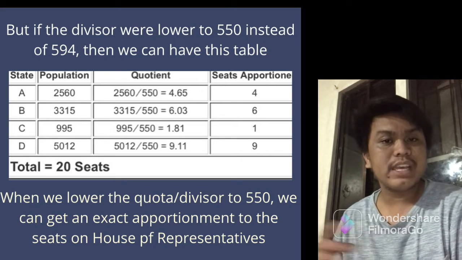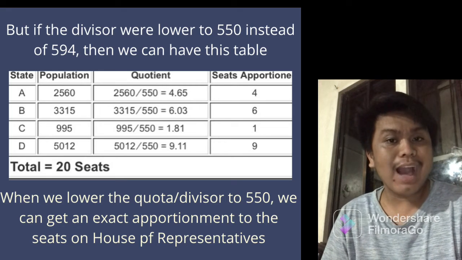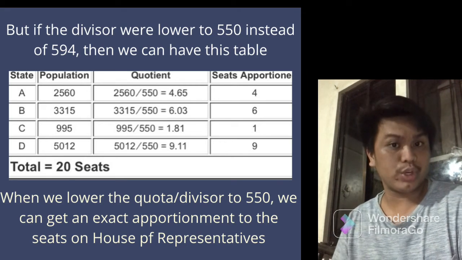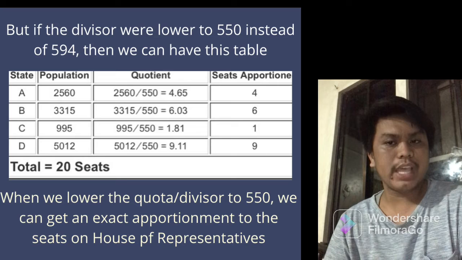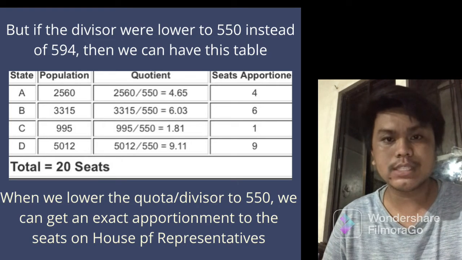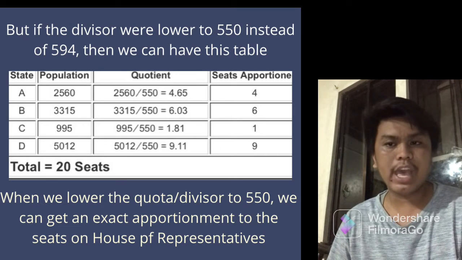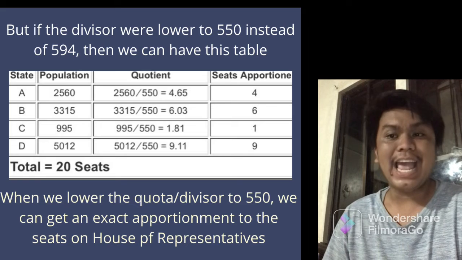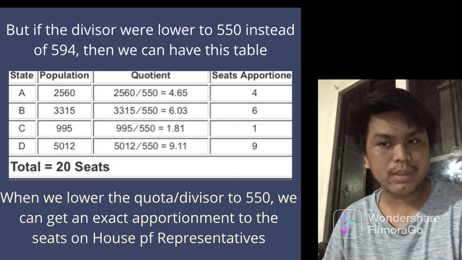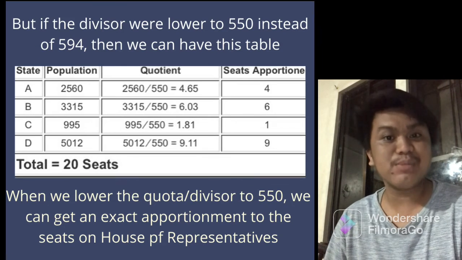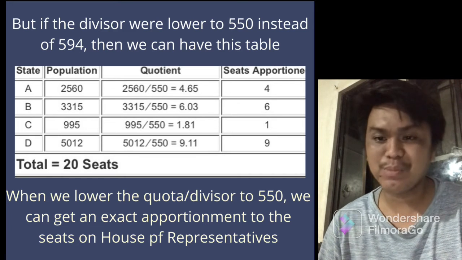Now we check if the lower quota will match the exact number of seats apportioned. So, state A, 4.65, the lower quota is 4. State B, 6.03, the lower quota is 6. State C, 1.81, a lower quota of 1. And state D, 9.11, a lower quota of 9. So, let's add the seats apportioned: 4 plus 6 plus 1 plus 9 from A, B, C, D respectively.